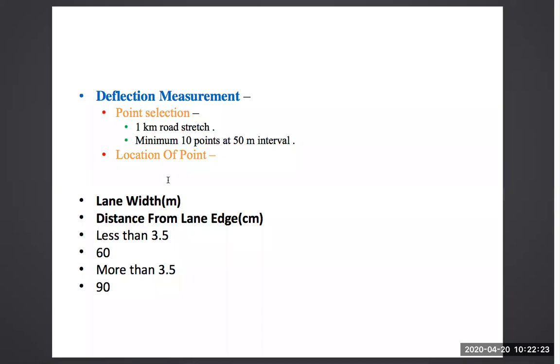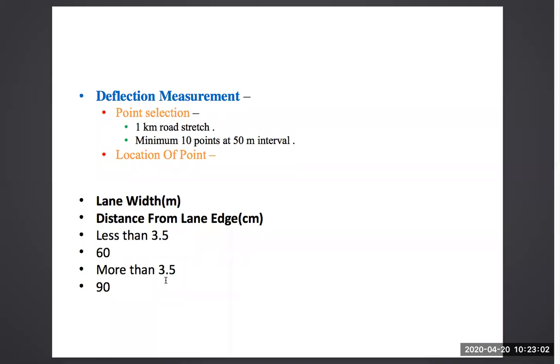Okay, and the location of the point is on the wheel load. Where the wheel load comes from the pavement edge, it is 60 centimeter, as mentioned here, from the pavement edge, approximately where the traffic is going on the road. So as per the lane, if the lane width is 3.5 meters, then the reading should be taken at 0.6 meters or 60 centimeter.